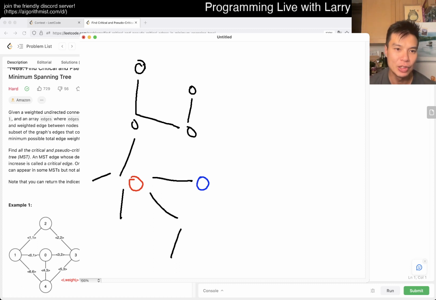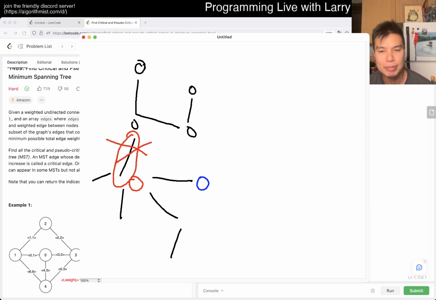So let's say you remove, you don't care about the node, you care about the edge. Man, I'm really not explaining this well. But let's say you're looking at this edge. So what happens when you remove this edge? Well, when you remove this edge, that means that now you have two connected components that are disconnected from each other that used to be together.